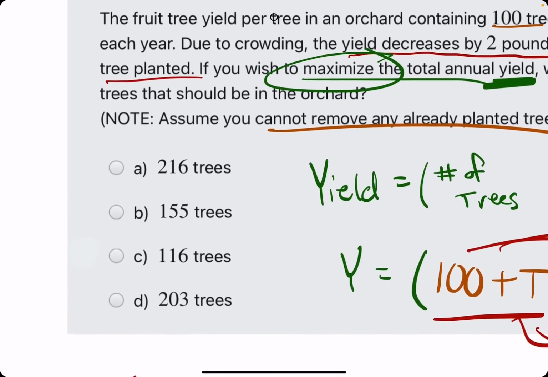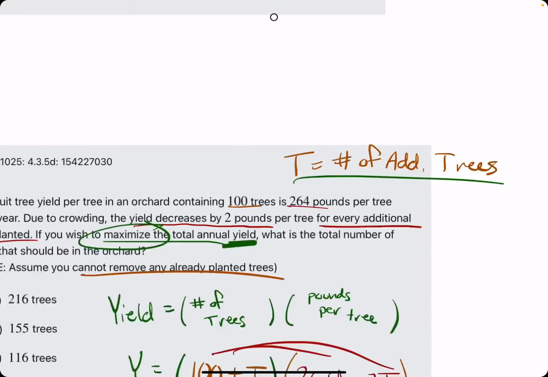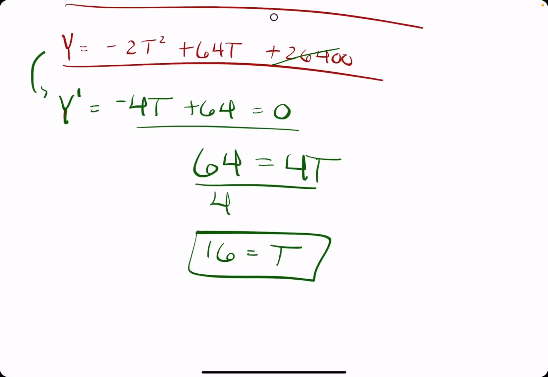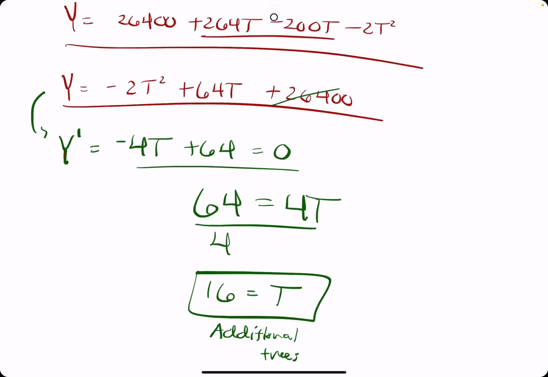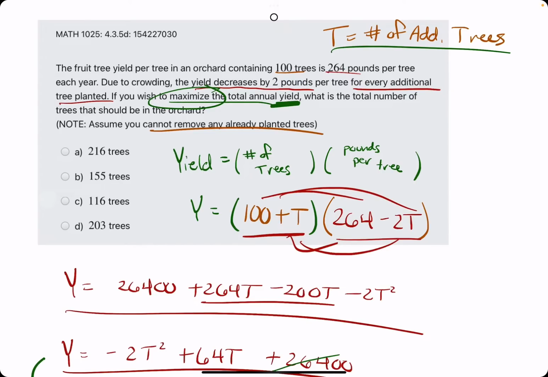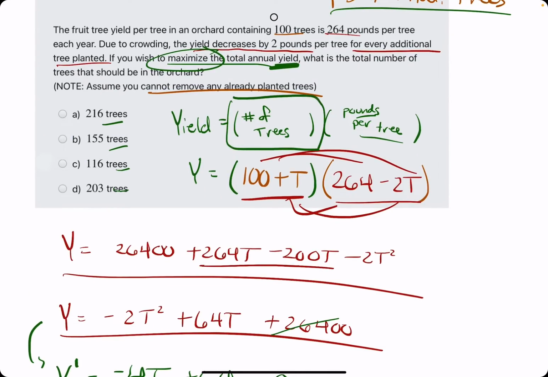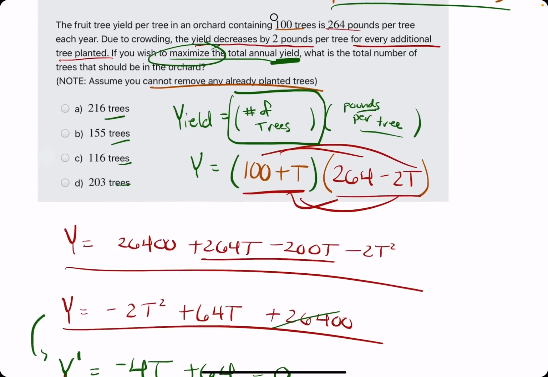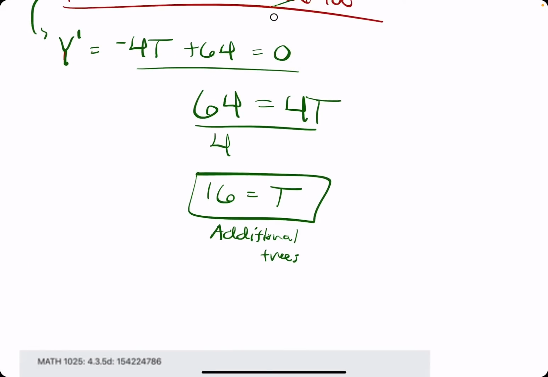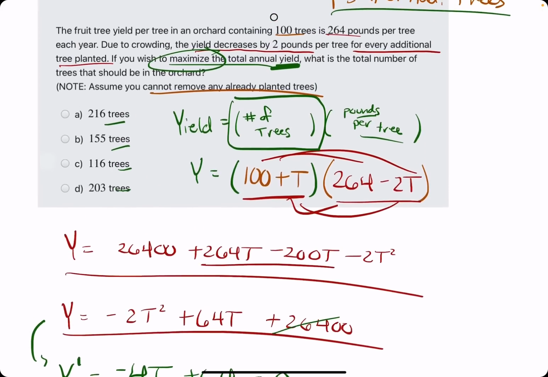So you might think 16 trees. No, t is the number of additional trees. We have 16 additional trees on top of what we already had. In some versions of this problem, they will ask for the number of trees in the answer choices. In another version, they'll ask for pounds per tree. Depending on which they're asking for, we plug the t value into that half of the yield equation. In this case, we plug 16 into the number of trees expression we found at the start, 100 plus t. So 116 trees is our final answer.